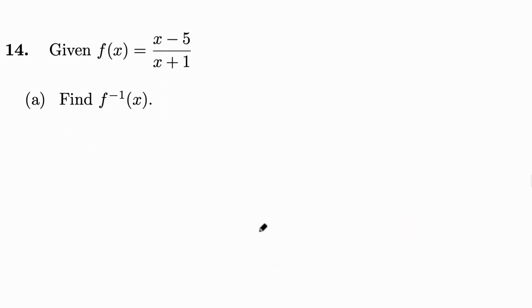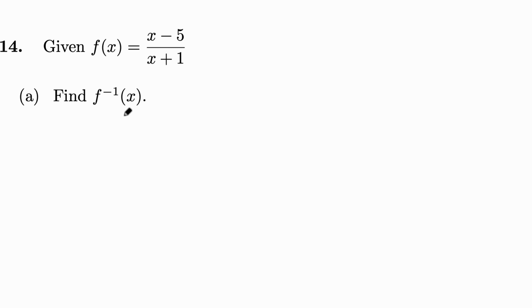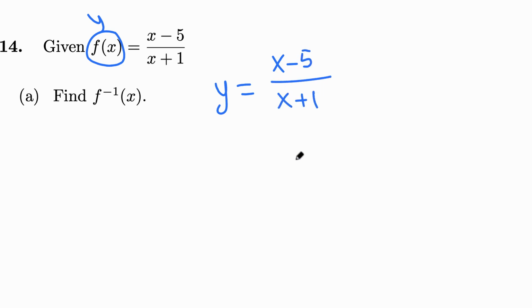Okay. In number 14, we are given a function, find its inverse. So we write that as y. So y equals (x minus 5) over (x plus 1). Now we interchange x and y. So y becomes x, x becomes y. Now we solve for y.